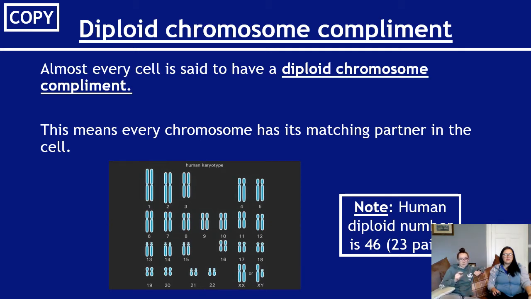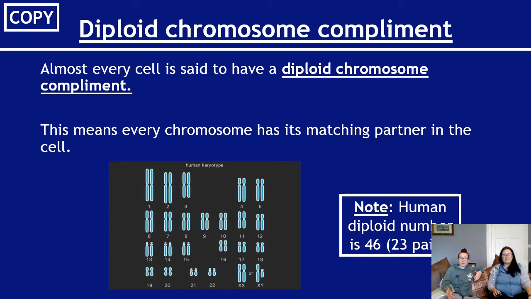There are cells that this doesn't go with, and that's to do with your reproductive cells, which we will touch on in reproduction. But almost every cell in the body has this diploid chromosome complement, and that just means that they have 46 chromosomes present, and you do need to know that number. For humans, it's one that comes up a lot.